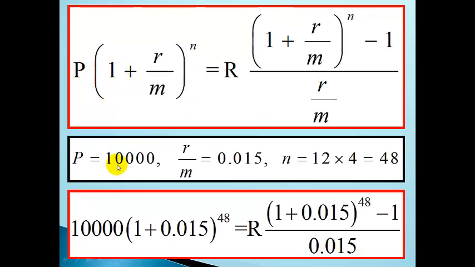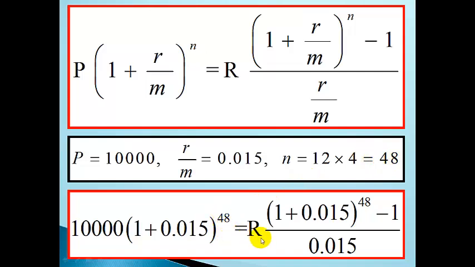So P is the principal, that is $10,000. R over M, after calculation, we had 0.015. And N equals 12 months times 4. That gives us 48. So by substitution, wherever we see P, we substitute it by 10,000. We have 1 plus R over M give us 0.015. N give us 48. So we also do the substitution here. We are done with the left hand side.